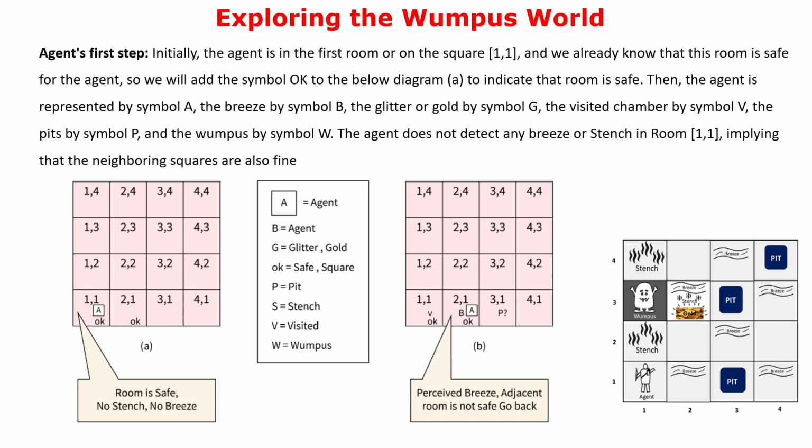So you cannot check the diagonal; you check the adjacent boxes according to the scenario of the computer game of Wumpus. Once the condition is received, perceived breeze, adjacent room is not safe, go back to the first state, that is 1 comma 1. That will be the next step.